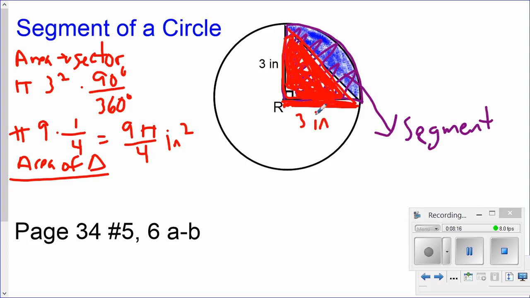So now I have the base and the height. So 3 times 3, base times height, divided by 2, or times 1/2, is the formula for the area of a triangle. So that gives me 9/2 inches squared.